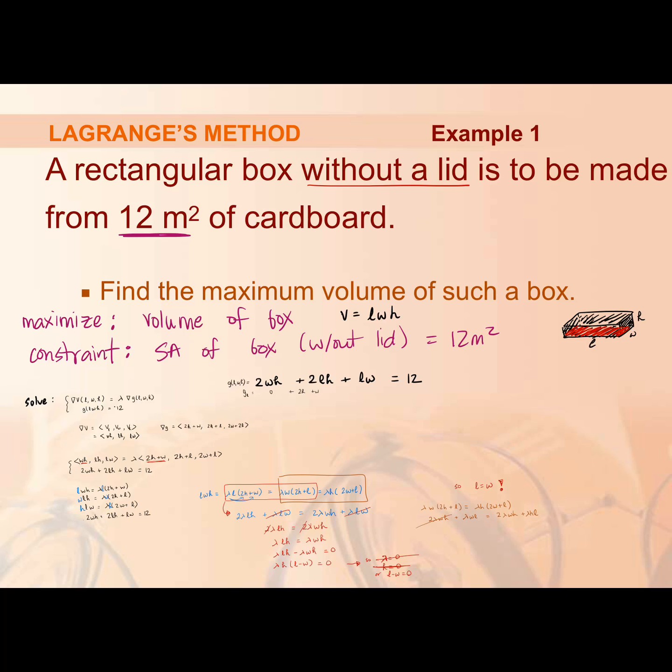So we can subtract off the 2 lambda WH, and now we get that lambda WL minus lambda HL is equal to 0. And so we get now that W minus H times lambda times L equals 0. So we get that lambda equals 0, or L equals 0, or W equals H. But again, for the same reasoning as before, lambda and W and L can't be equal to 0. So it must be that W is equal to H.